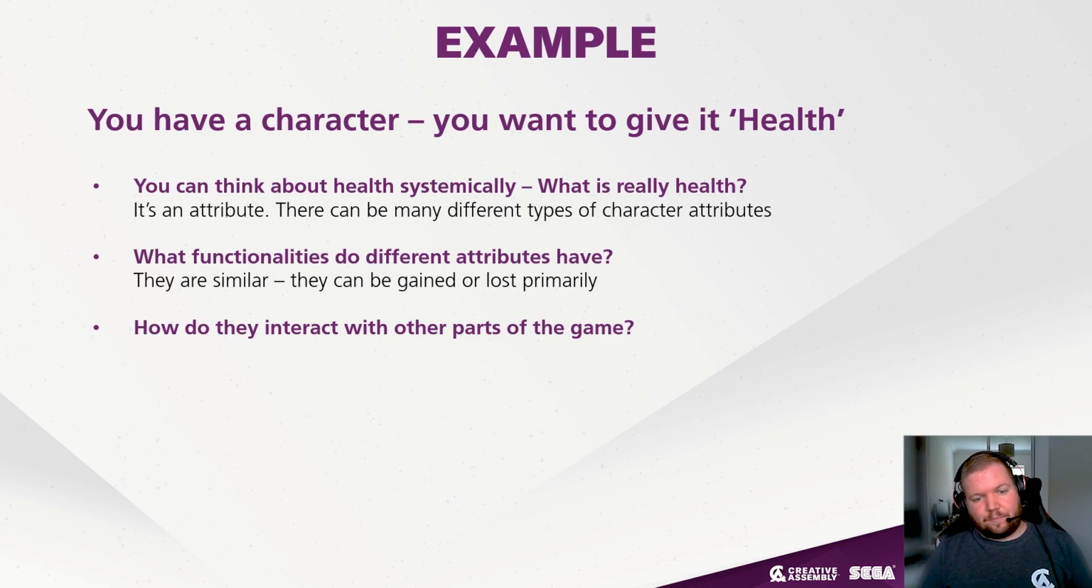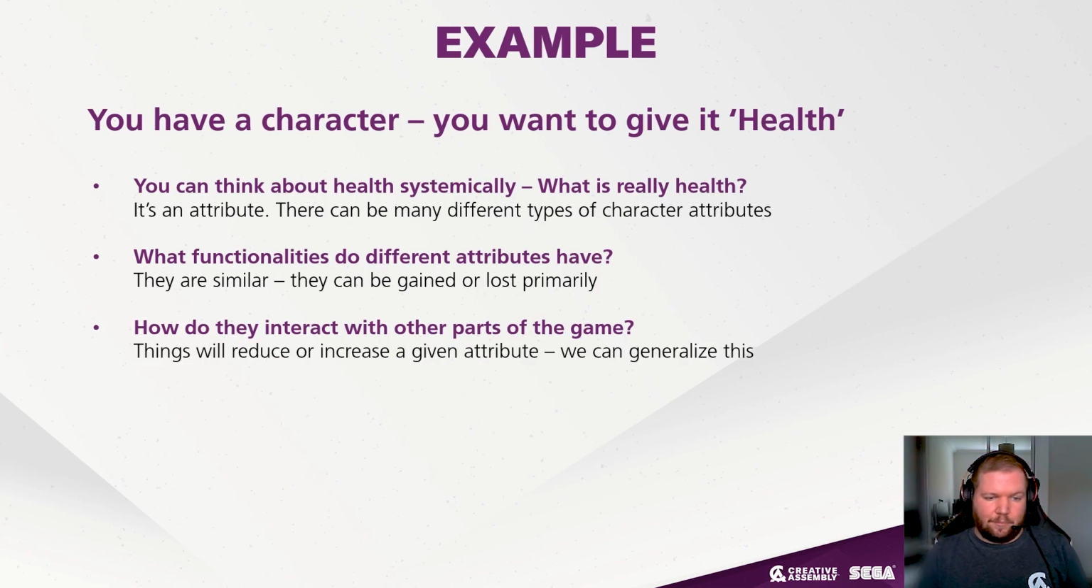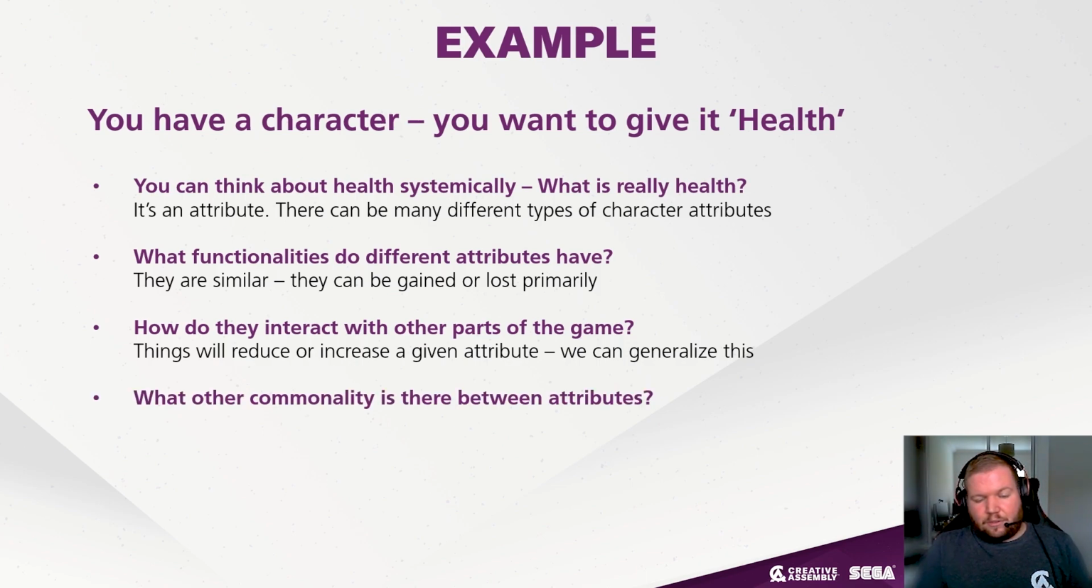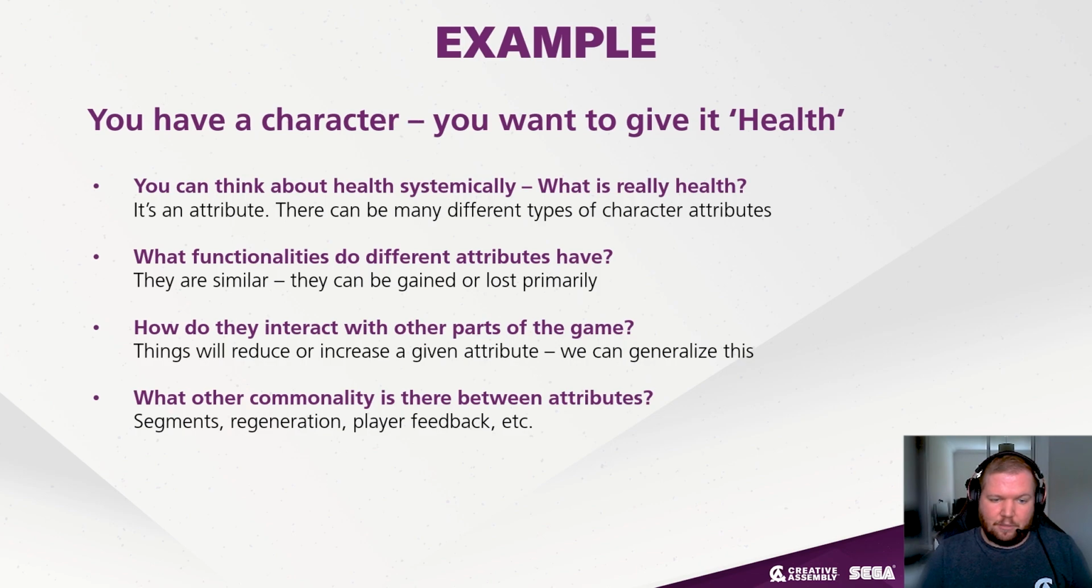So how do they interact with other parts of the game? So of course, things will simply reduce or increase the given attribute. This is something that we can easily generalize, and then any object or any interaction can simply reduce or increase a given attribute. So what other sort of common things are between these attributes? We talked about segments. Maybe they all need to be segmented, or maybe only some of them need to be segmented. They can regenerate. There's a sort of player feedback when you lose health or when you lose stamina.